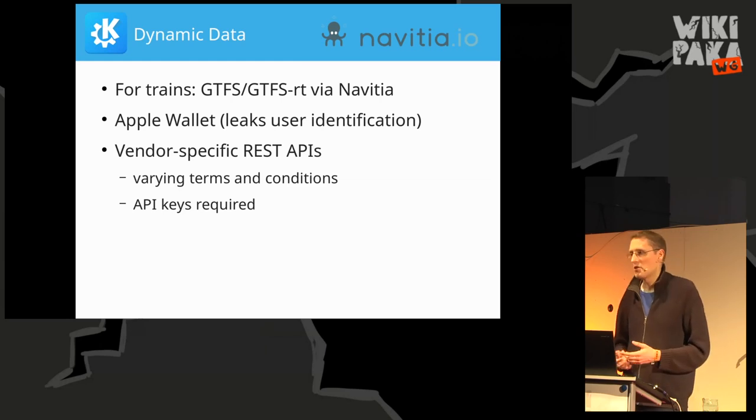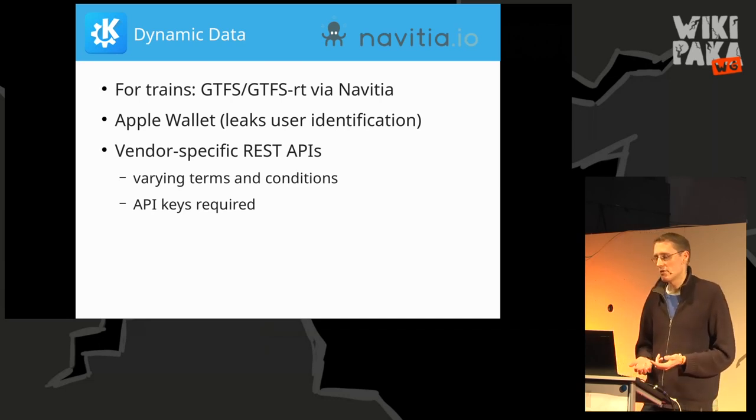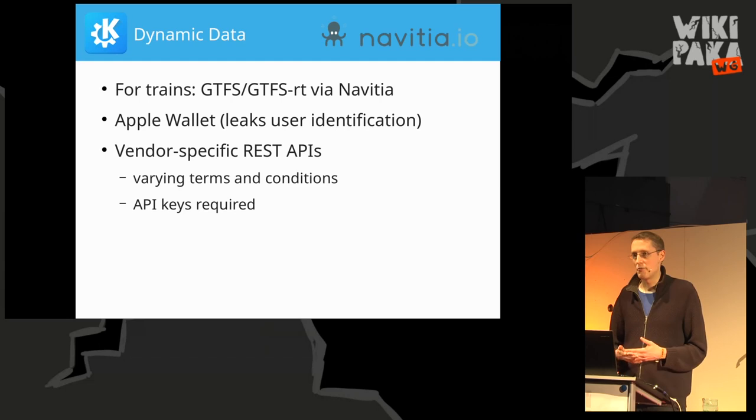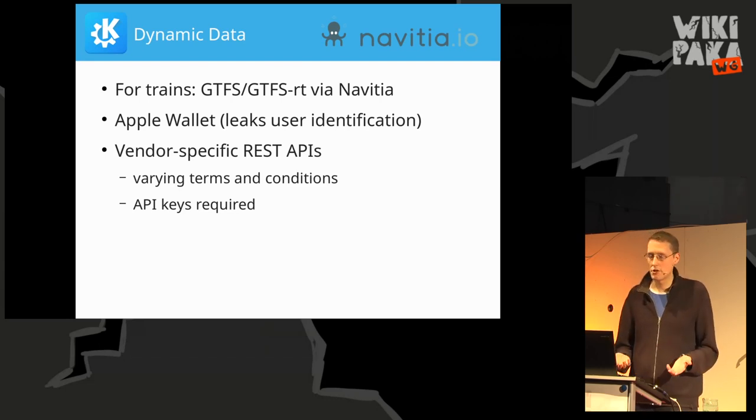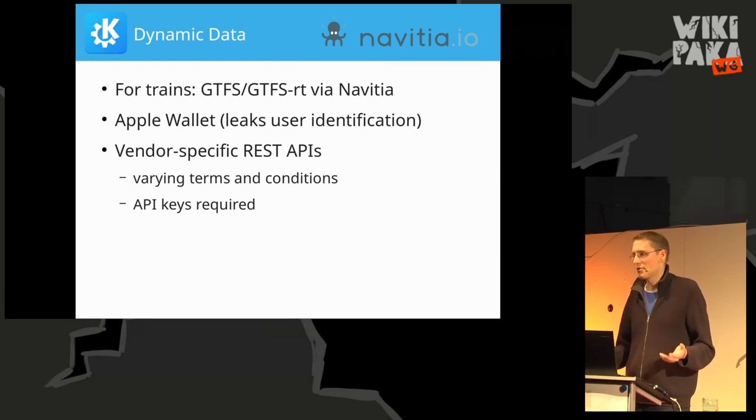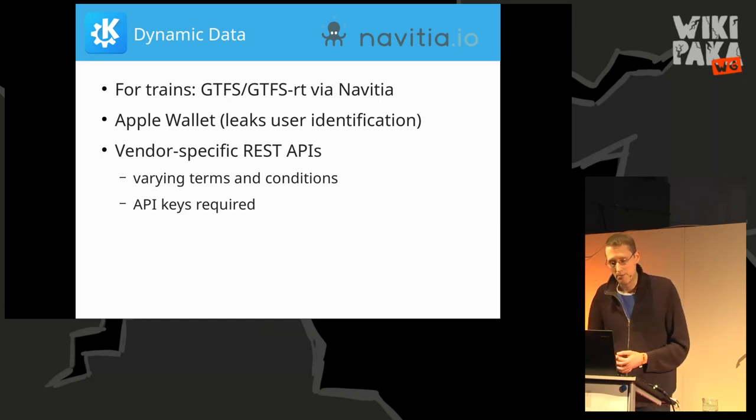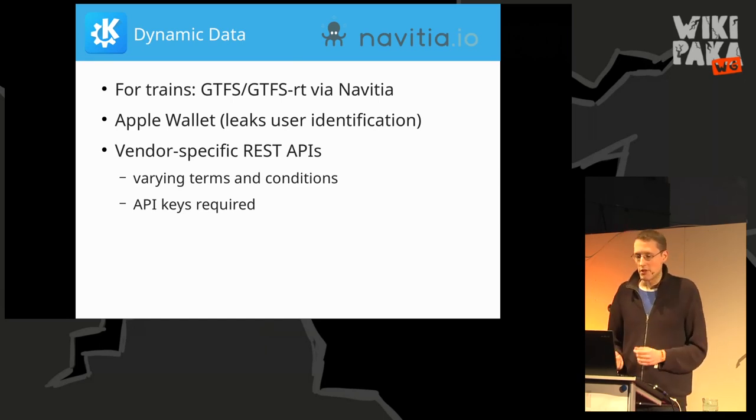And then there's a bunch of vendor-specific, more or less proprietary APIs that we could use. They are unfortunately not often compatible with free software and open source. They might require API keys that you're not allowed to share, or they have terms and conditions that are simply incompatible with what we are trying to do. So for some, this works, but there's still some room for improvement in those vendors understanding the value of proper open data access.